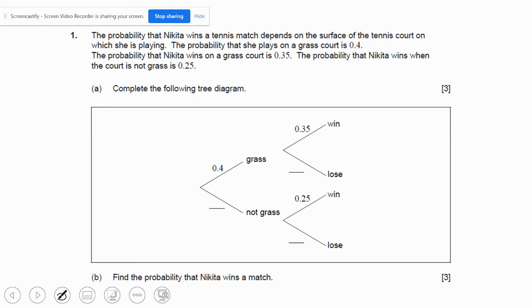Again, this is a partially filled in tree diagram. You fill in the rest by subtracting from 1. It says find the probability that Nikita wins a match. So there's two places. She wins a match on grass there, and that's 0.14, and she wins a match not on grass, 0.15. So add them together, make sure you don't round anything till the very end.